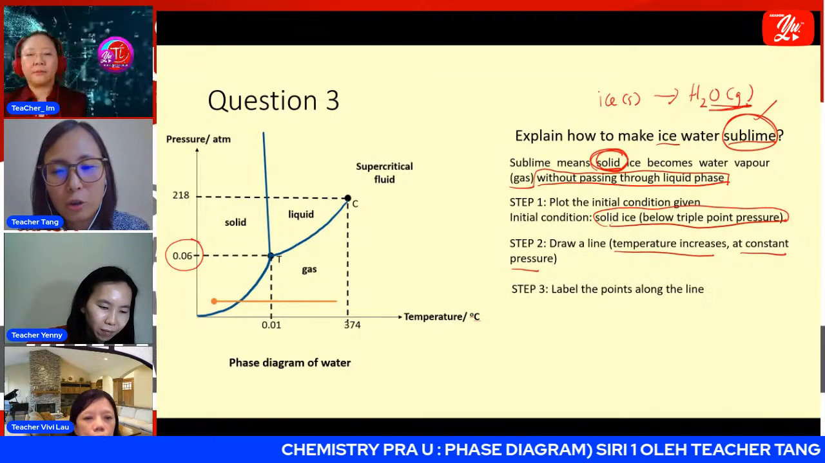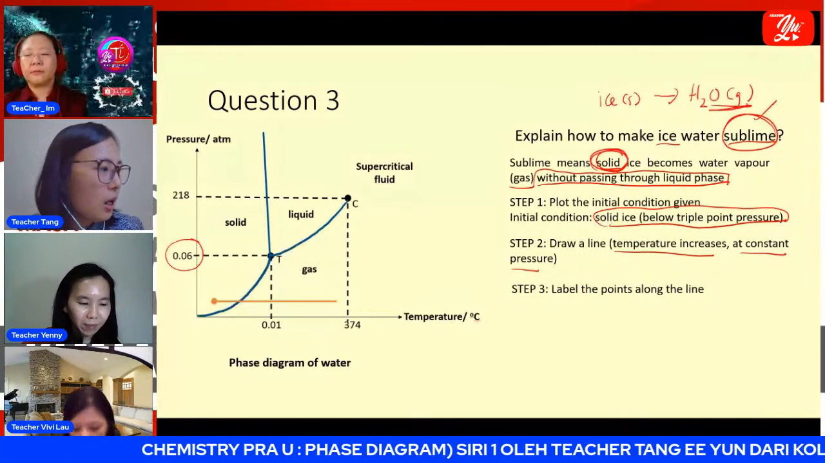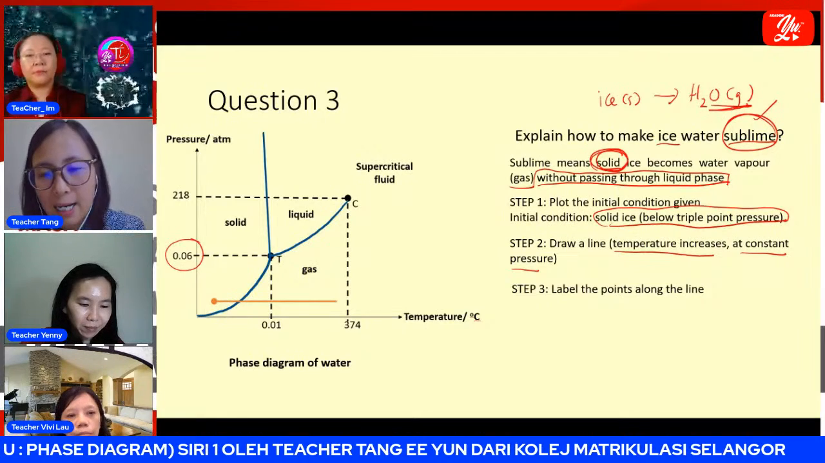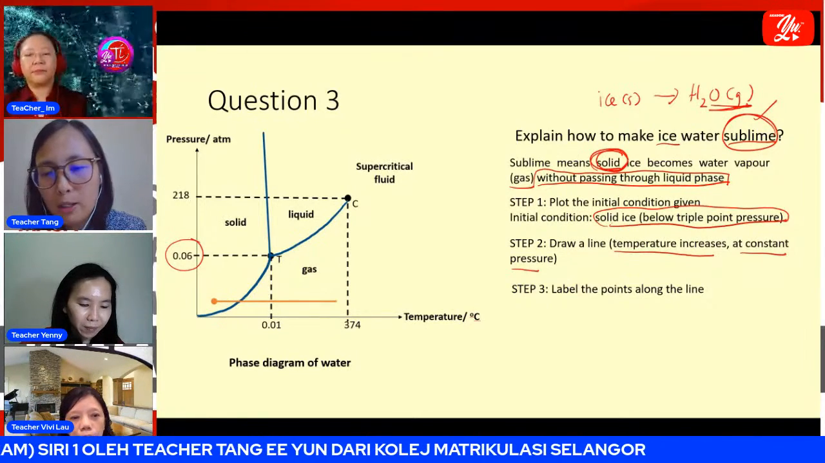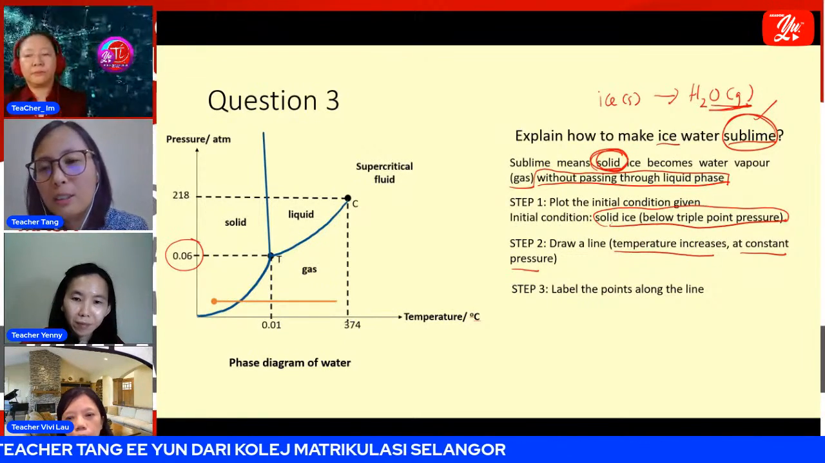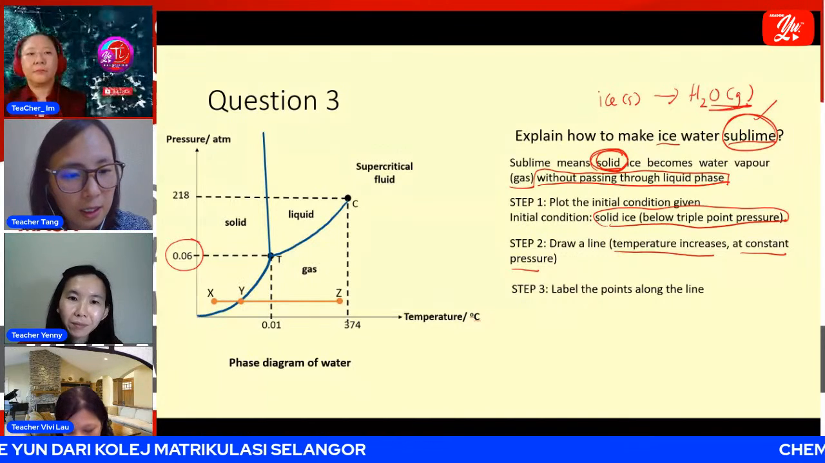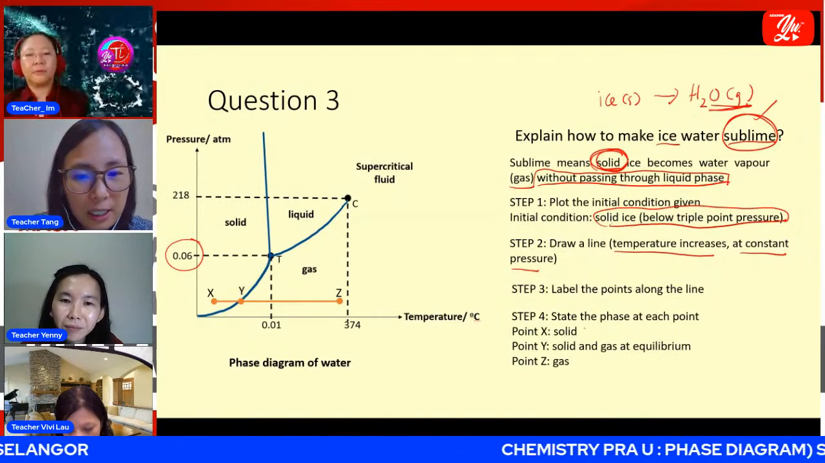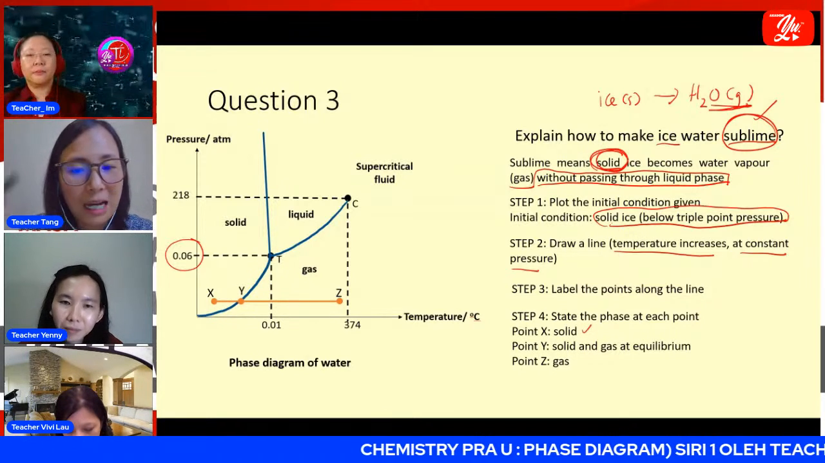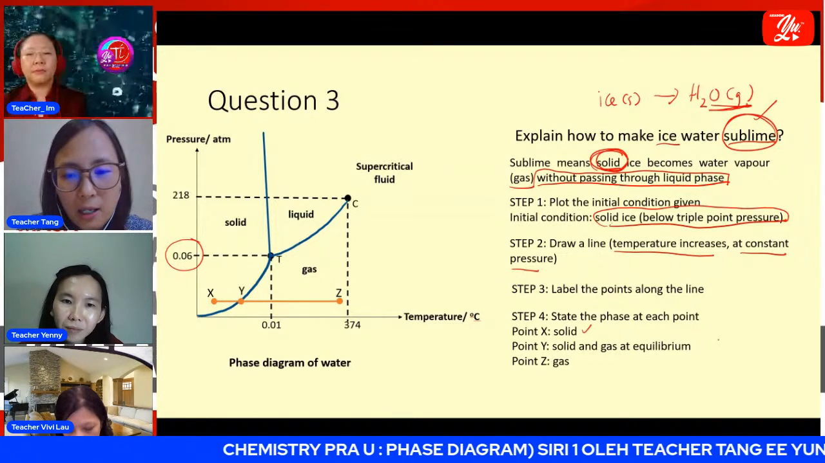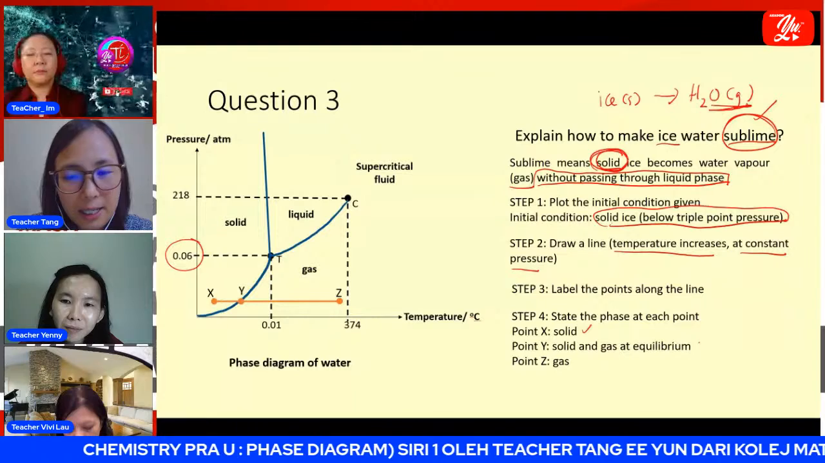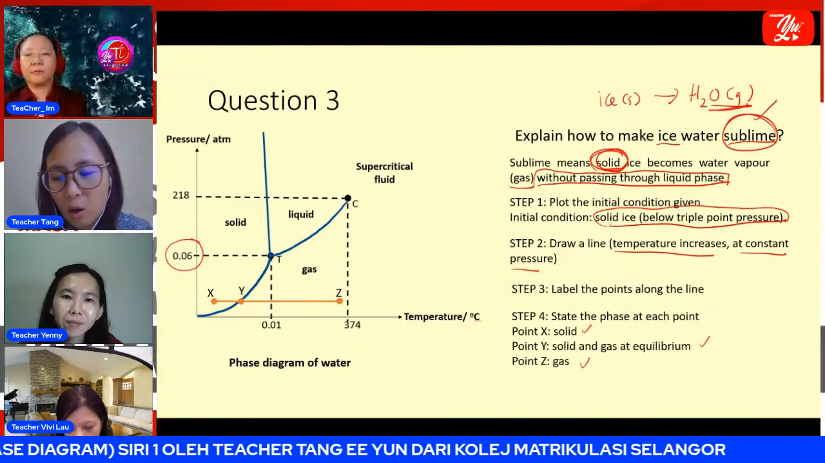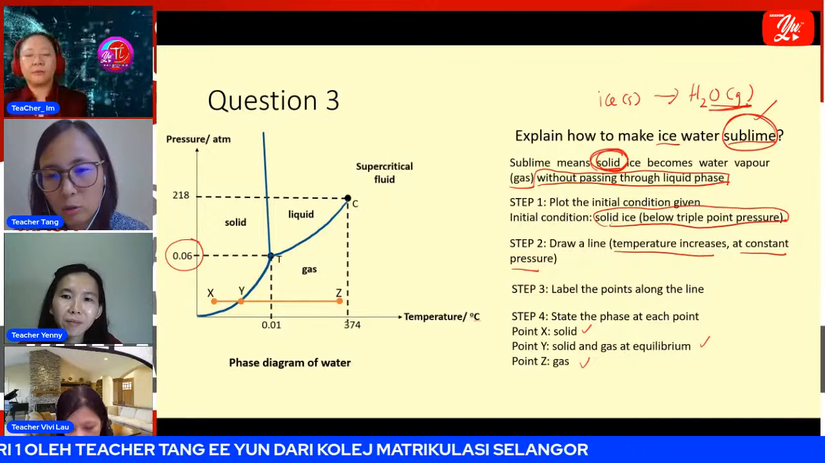And then step number 3, you need to label the points along the line. Remember, each point that you label must represent different phases. So point X represents solid water, the ice, Y is solid and gas at equilibrium, and at point Z you have the water vapor, the gas.